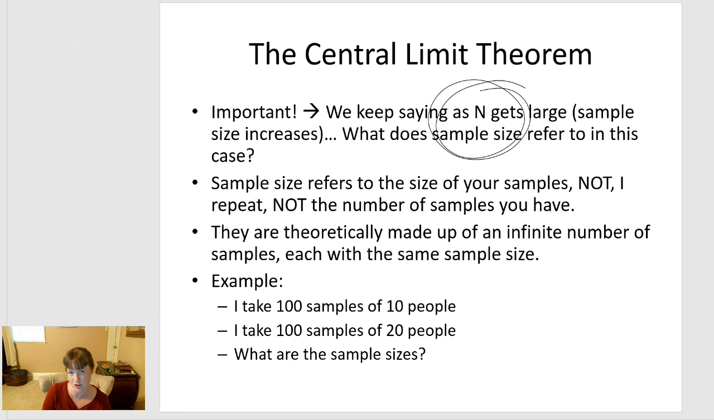And so when you're talking about the central limit theorem, as sample size goes up, the distribution starts looking more and more normal. It's important to remember that doesn't mean as you get more samples, because how many samples do you have? Infinity. When sample size goes up and the distribution starts to look more normal, it means you're getting new sampling distributions. A sampling distribution that only has 9 people in each average is going to look less normal than a sampling distribution that has 100 people in each average. So N refers to the number of people in each average.